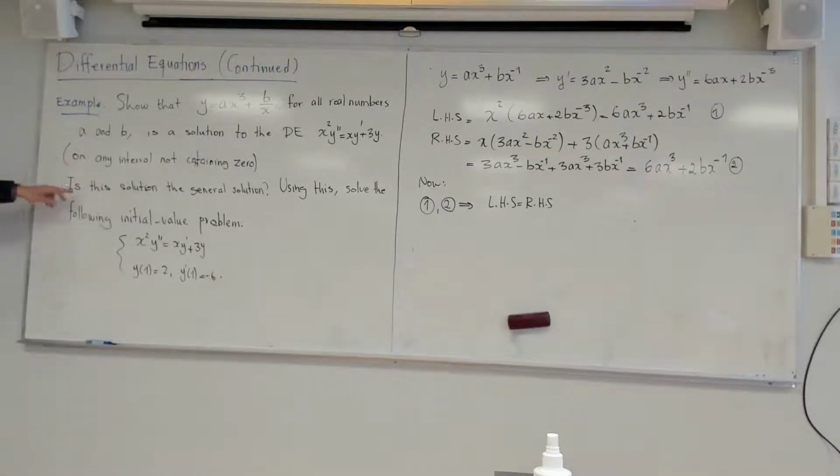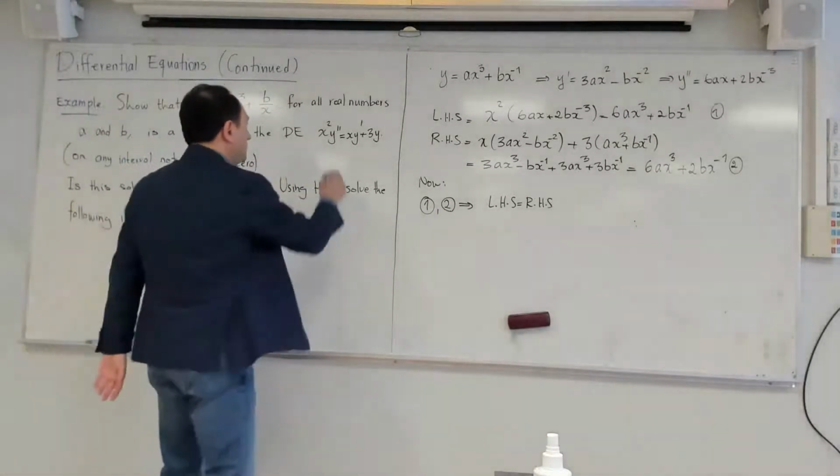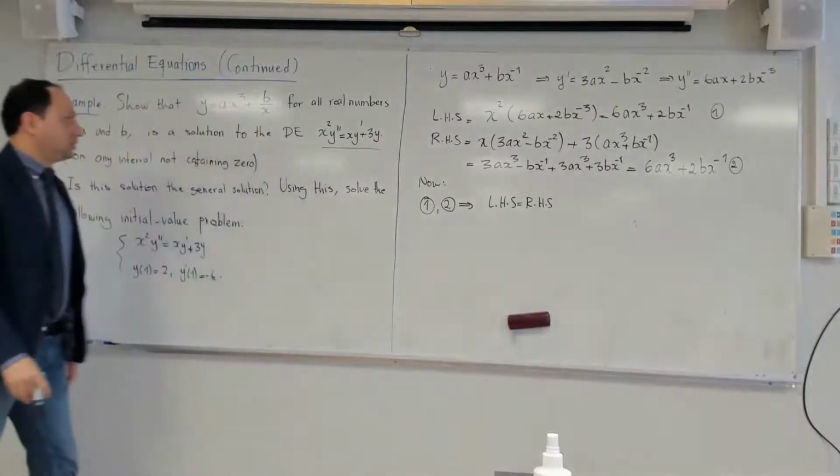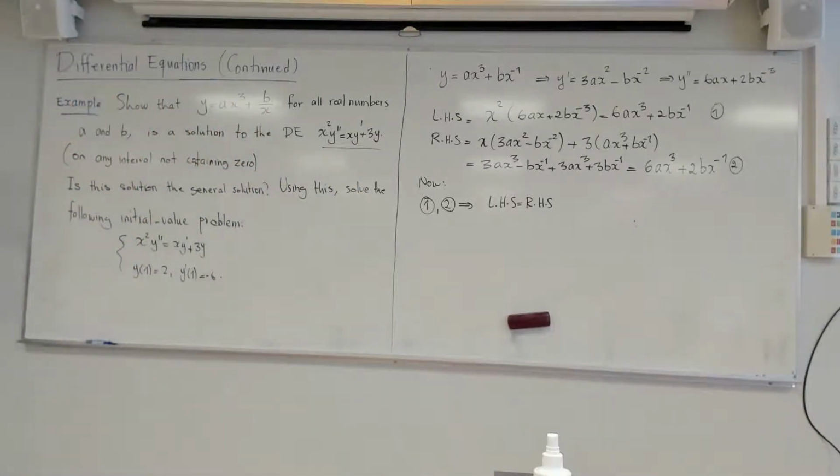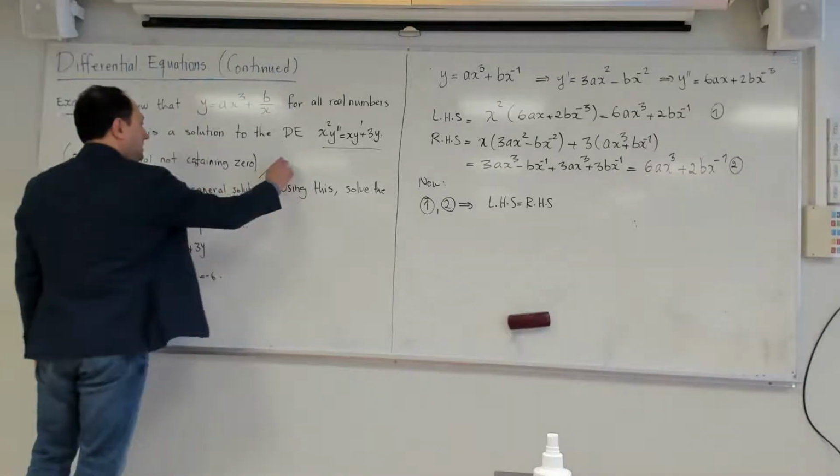Okay, is this solution the general solution? Do you think the solution that we confirmed is the general solution here? Yes. Why? Because the number of free parameters is the same as the highest order. Exactly. So that's the order. If I ask you what is the order of this differential equation, you would say 2, because the highest derivative appearing there is 2. And how many free parameters do you see there? It's a and b. So there are 2 free parameters. So yes, the answer to this is yes.